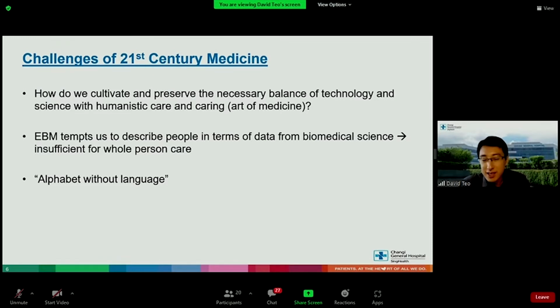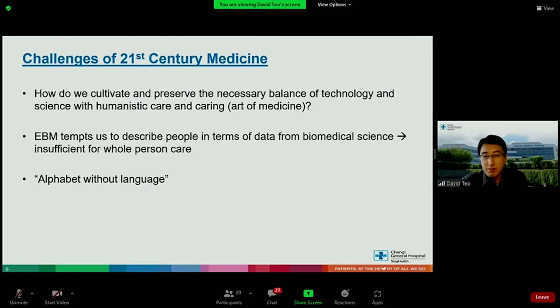In fact, evidence-based medicine, as many have already shared, is really reductionistic. It tempts us to describe people in terms of data, research data, statistics, that derive and generate biomedical science. But that is really insufficient for what we call whole person care.